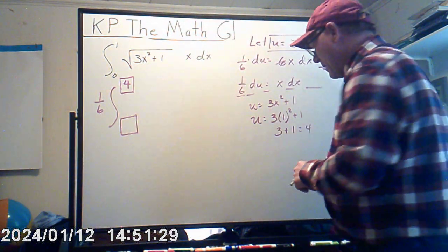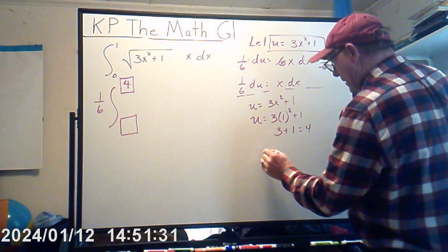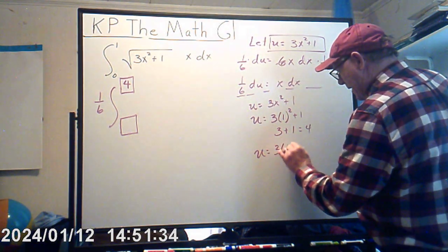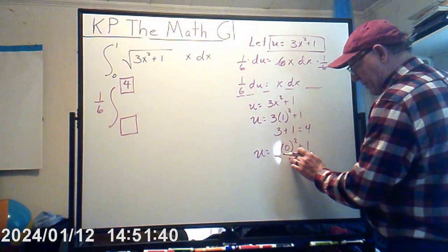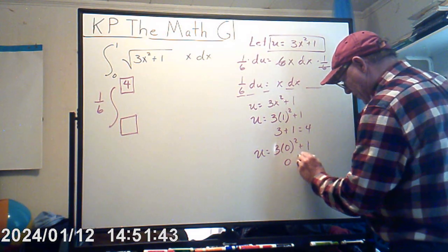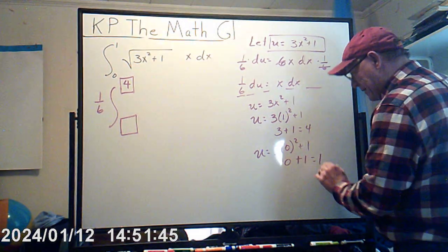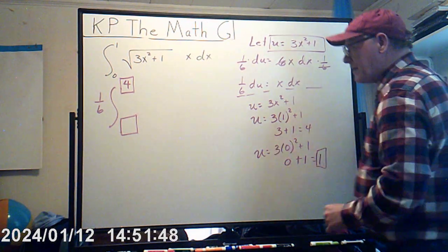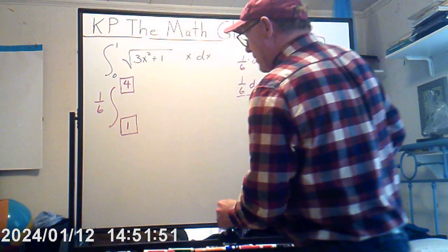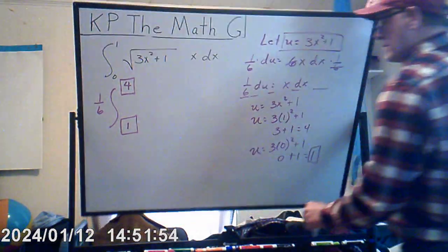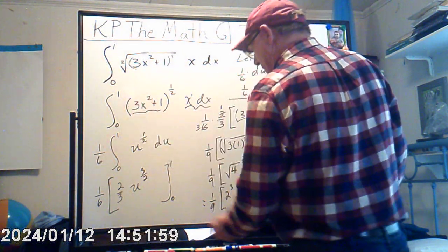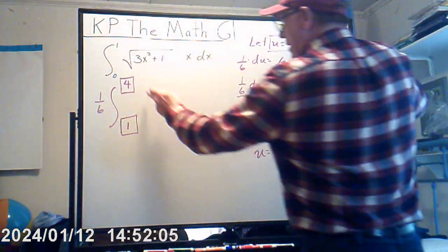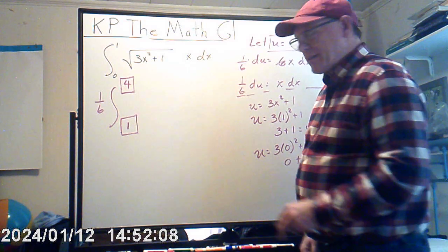Let's do it again with the 0 this time. 3 times 0 squared plus 1. 0 squared is 0. 3 times 0 is 0. So 0 plus 1 is equal to 1. So I have a 1 here. Now, if you look at the difference, I had a 0 on the bottom and a 1 on top, but this time I have a 4 on top and a 1 on the bottom. That changes. That's what I'm saying.